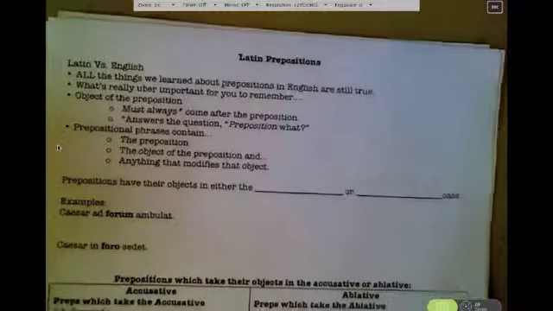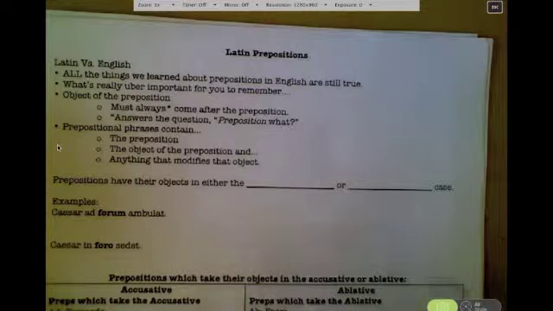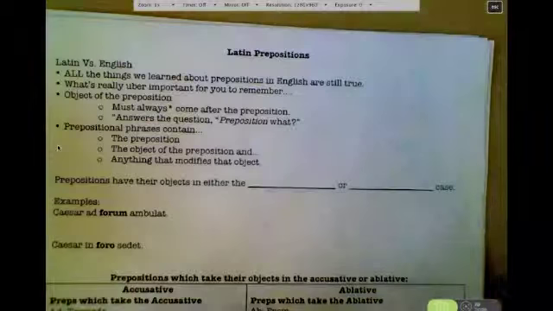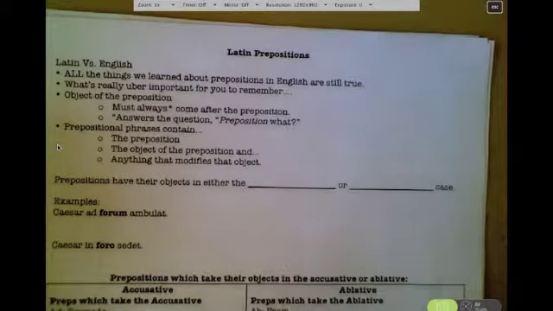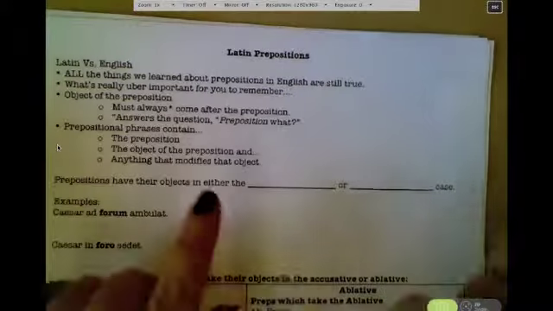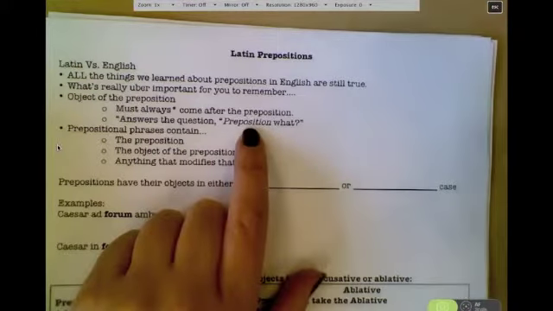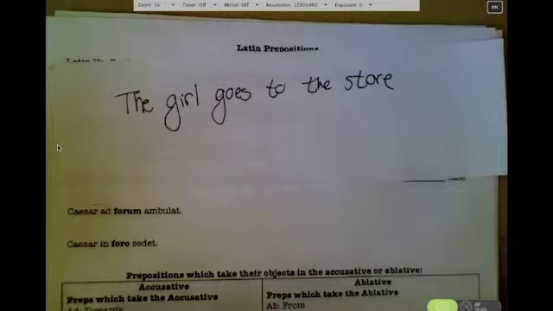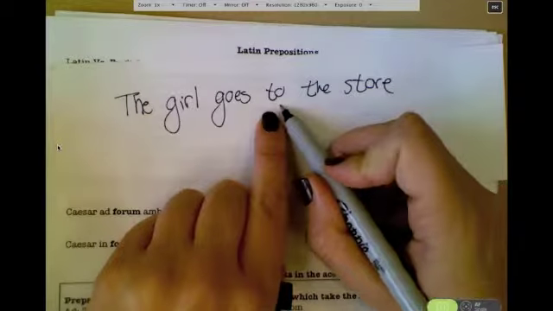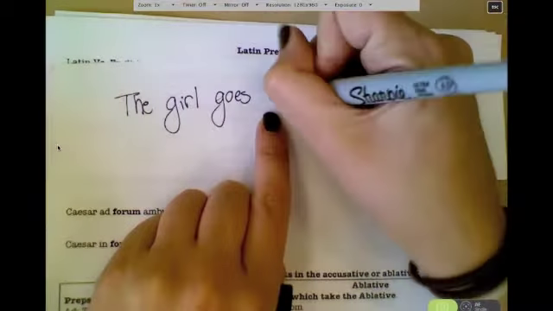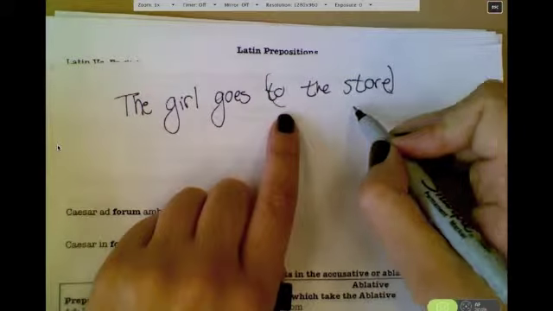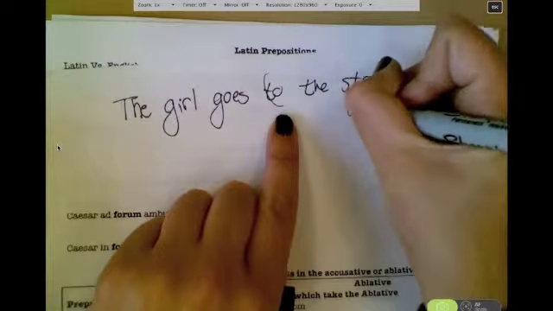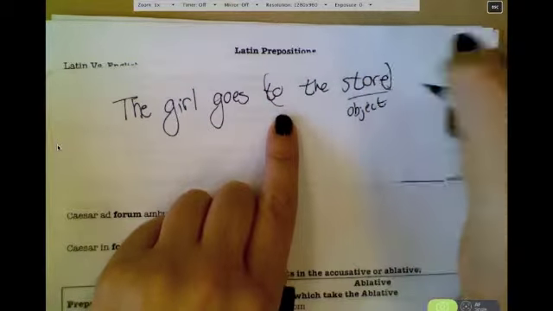So to review, that means that the object must always, look at my little asterisk of line, come after the preposition, and it answers the question, preposition what? So you put whatever preposition it is right in this blank. So, for example, in this sentence here, the girl goes to the store. To is our preposition. To what? To the store. The store is our object of the preposition. Okay?